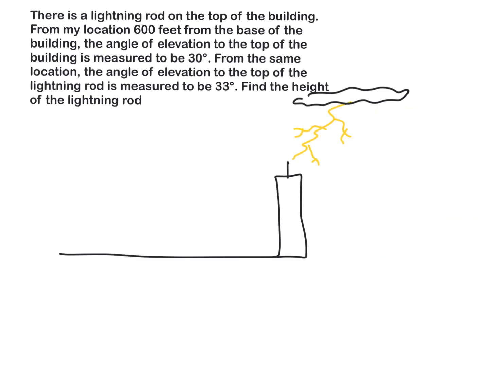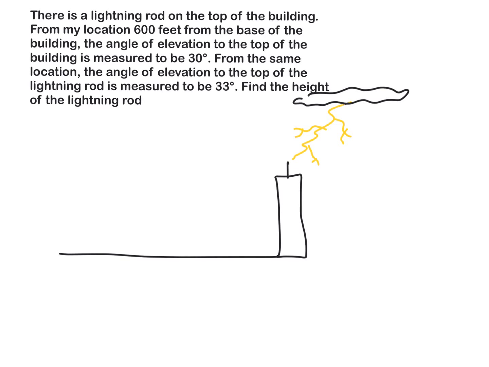All right, finally, let's try a challenging problem. There's a lightning rod on the top of a building. And look at this awesome lightning. From my location 600 feet from the base of the building, the angle of elevation to the top of the building is measured to be 30 degrees. From the same location, the angle of elevation to the top of the lightning rod is measured to be 33 degrees. Find the height of the lightning rod.